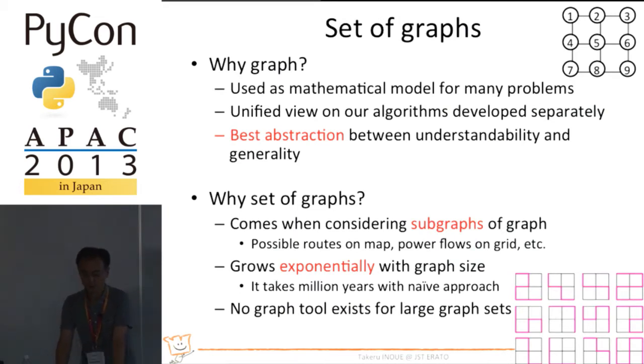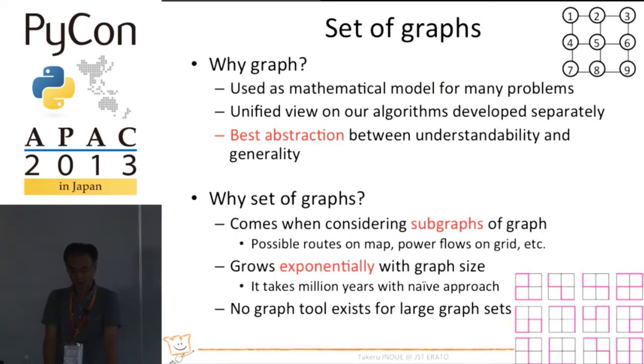We give graph abstraction to our algorithms and integrate them into a unified software library. A graph is a well-known data structure that represents a set of vertices connected by edges like that. It is often used as a mathematical model to represent many important problems. We believe graph is the best abstraction in terms of trade-off between understandability and generality.